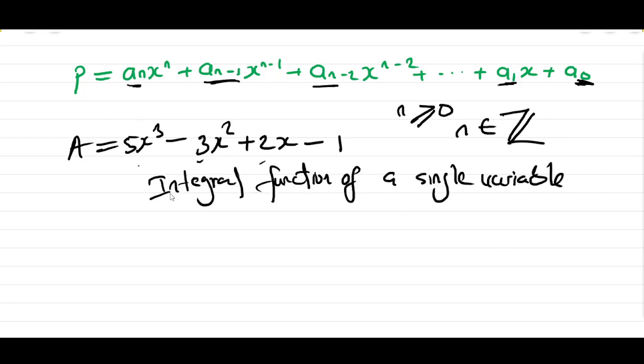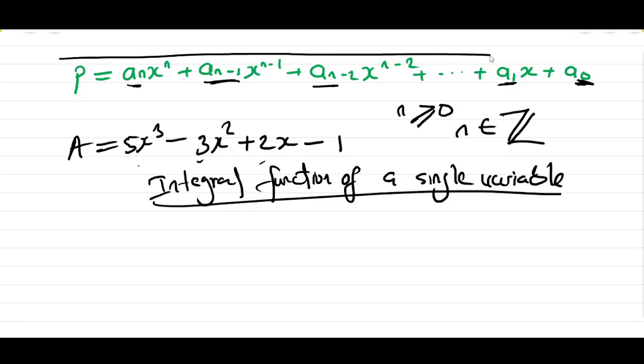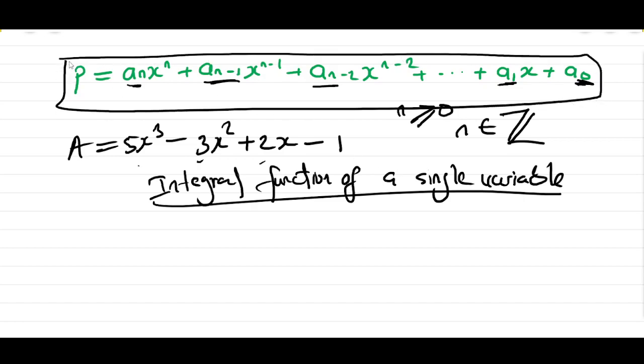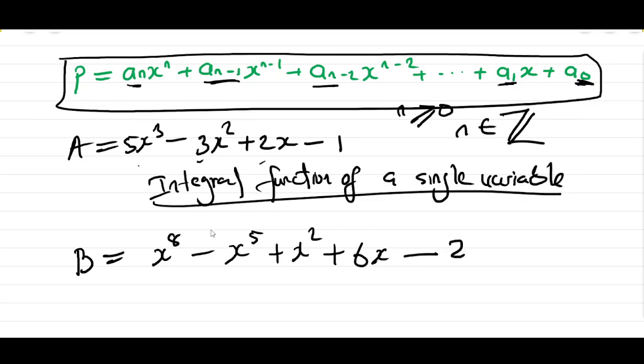So for an integral function of a single variable, it's always in this general form, a sub n x to the n plus and so on. It may even be something like x to the 8 minus x to the 5 plus x squared plus 6x minus 2. It does not mean that x to the 7 has to appear.